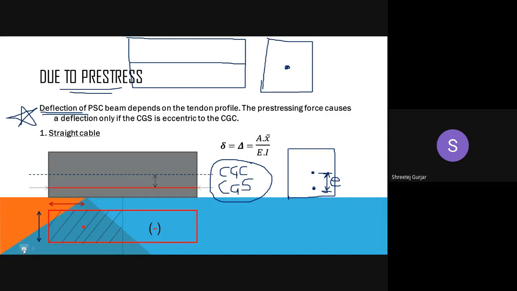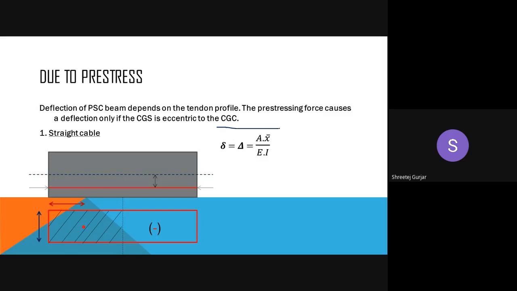So now moving on, how do you exactly calculate this? We will be using Mohr's moment area theorem, the same thing which we had used previously: A into x bar divided by EI. Now this beam, as I've shown over here, has a straight cable. It is having a straight cable. This is our pre-stressing force P, and it has eccentricity E.